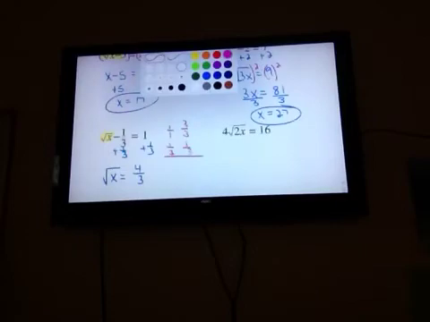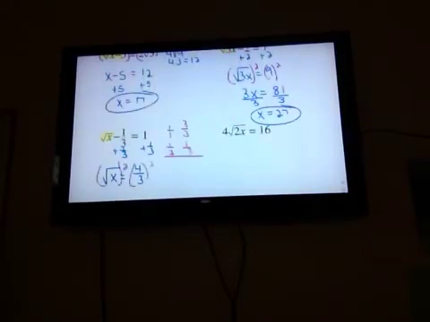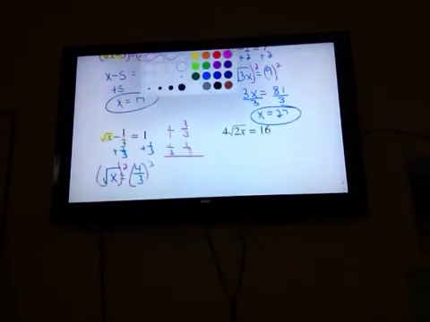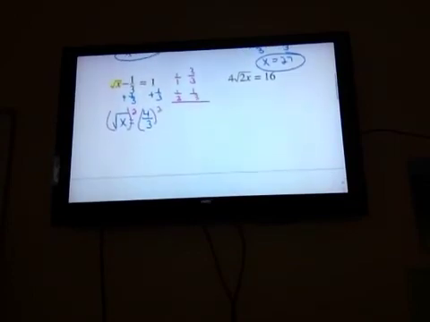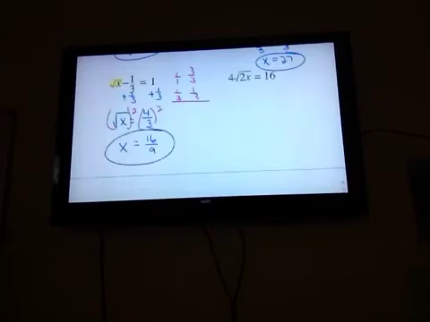Now that the radical is by itself, you can square both sides. The square root of x squared just gives me that x. 4/3 squared just means to square the 4 and square the 3. 16 over 9. And that's it.